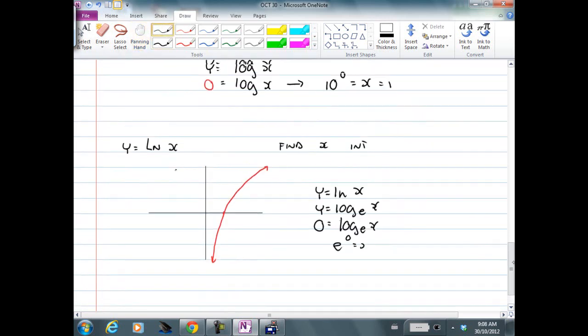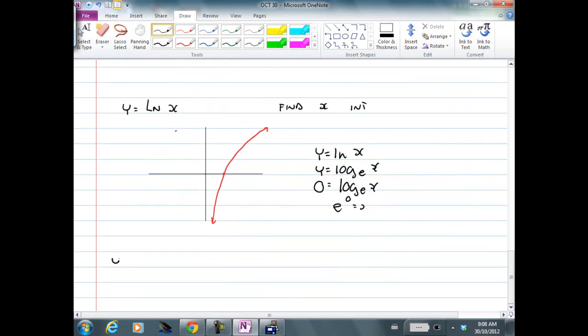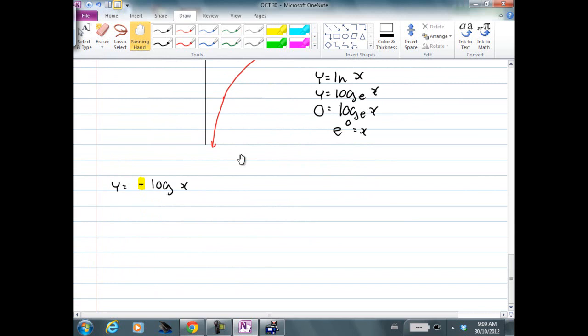What if I give you this? y equals negative log x. This time I have a negative. Oh, e to the power of 0 equals x. Okay? Draw me a rough sketch. The difference now is I have a negative sign right here. Your task is to sketch it, and tell me what the x-intercept is.